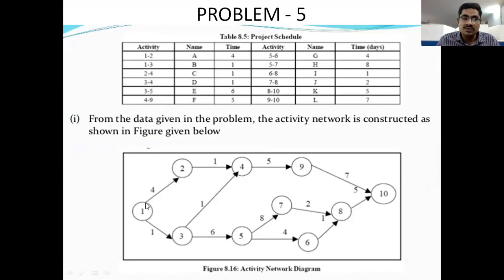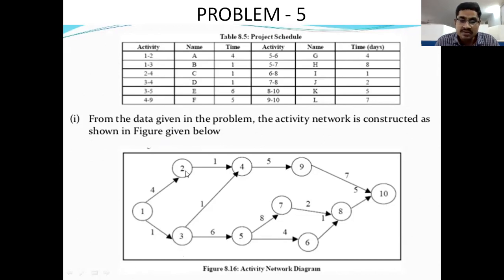So 1 to 2, here 1 and 2. We have 4 hours of time. Just mention it in the middle of the arrow. Next 1 to 3 activity we need to draw. So here from 1 draw a new circle and put the 3 mark here, connecting these two, and mention 1 hour between 1 and 3.